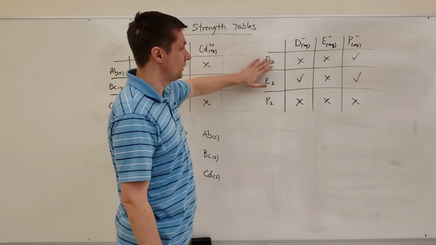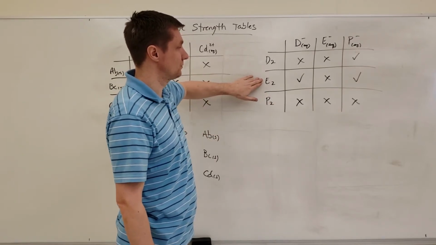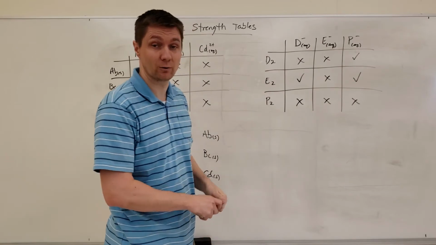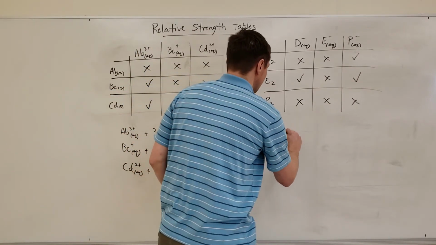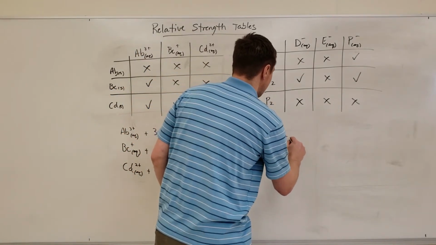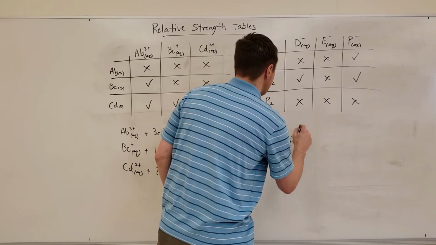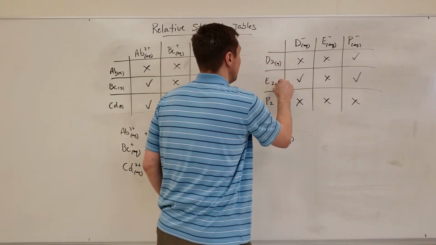And if I look at the chart here, you can see that E2 is my strongest oxidizing agent. So I'm going to write that one first. These should all be gases.